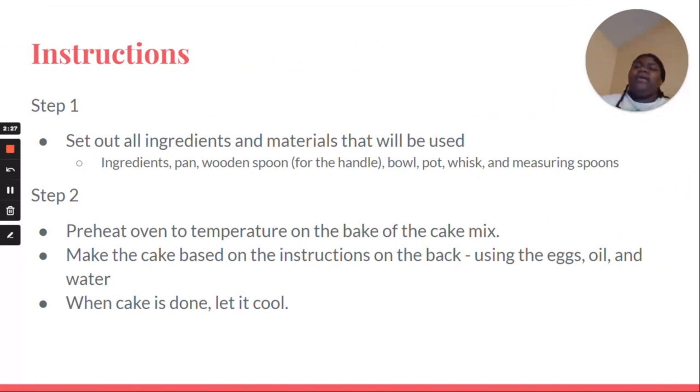Step 2, preheat oven to the temperature on the back of the cake mix. It's usually around 350. And that's what we usually just put it on either way. And then after that, you'll start making the cake mix and follow the instructions on the back using the eggs, oil, and water. And then it'll tell you if you use a whisk, a spoon, or a mixer.